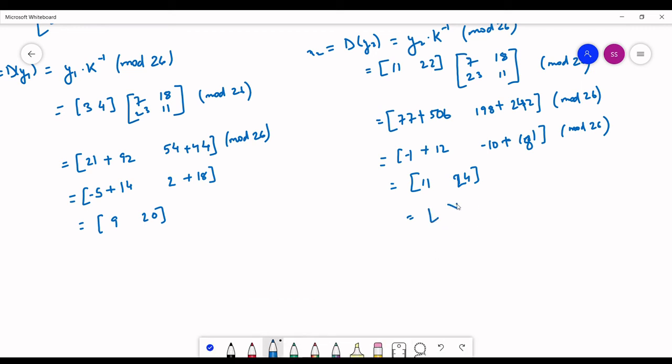So this is how we use Hill cipher for encryption and decryption. I will make another video on Hill cipher for 3x3 matrix.